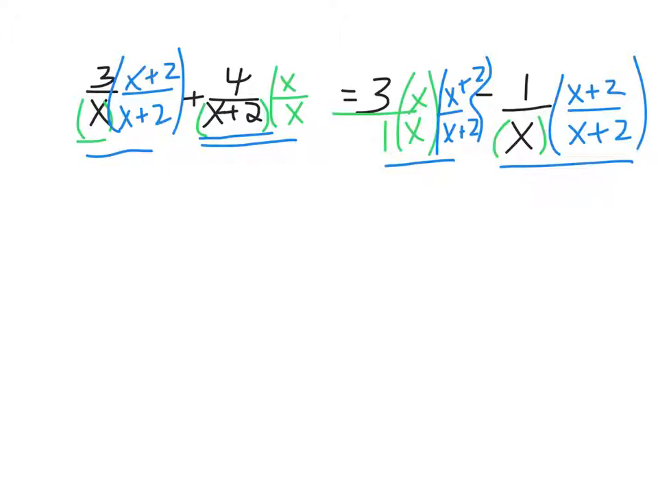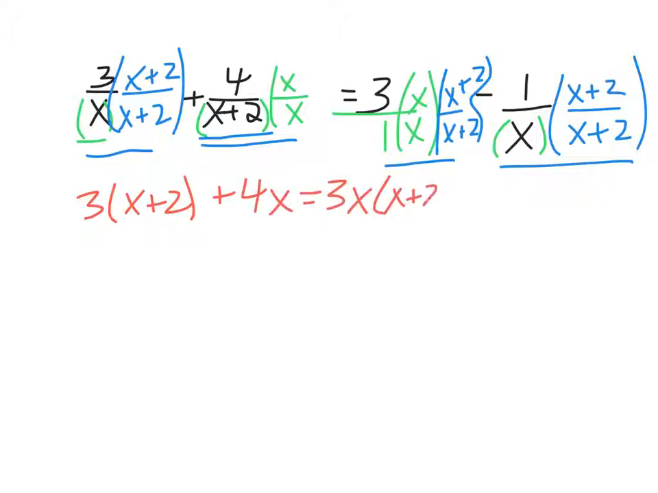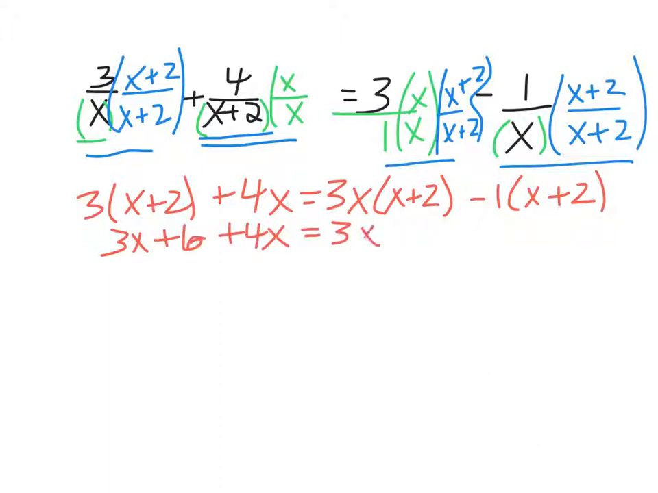So let's write our numerator. 3 times x plus 2 plus 4x equals 3x times x plus 2 minus 1 times x plus 2. I really suggest taking the time to write that line and not doing it all in your head, because when we get subtraction, we start making little mistakes. I'm just distributing all this stuff. Alright, now I have a whole bunch of stuff.